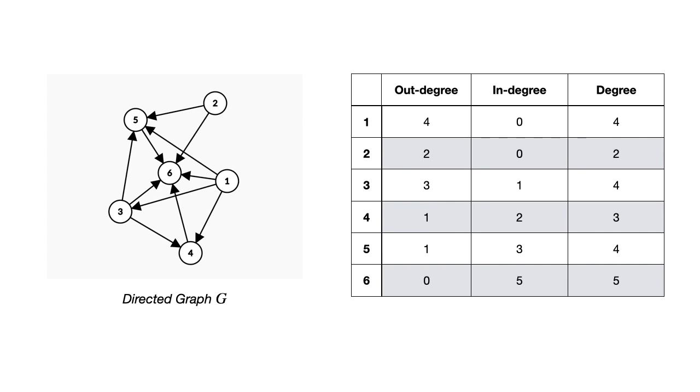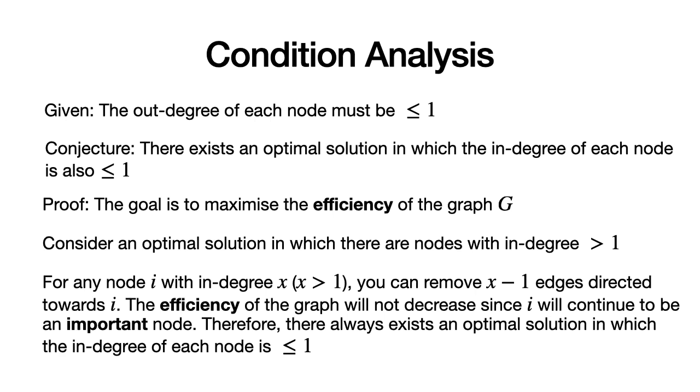Now, let's analyze the condition that we were given. We were given the condition that the out degree of each node must be less than or equal to 1. I would like to propose a conjecture that there always exists an optimal solution in which the in degree of each node is also less than or equal to 1. And the proof for this is simple.